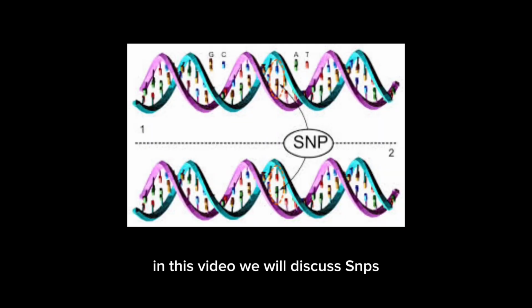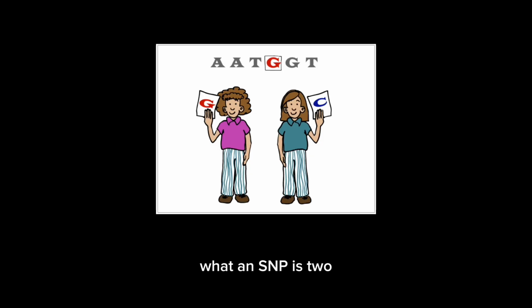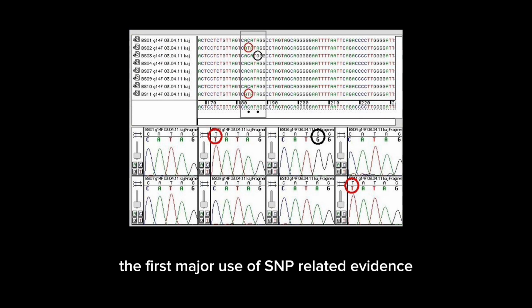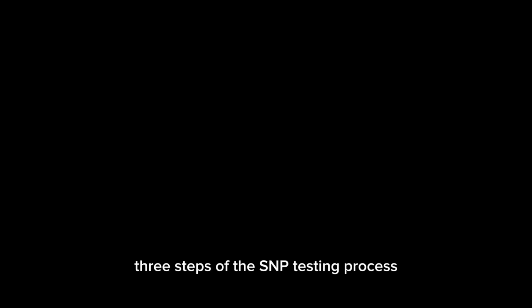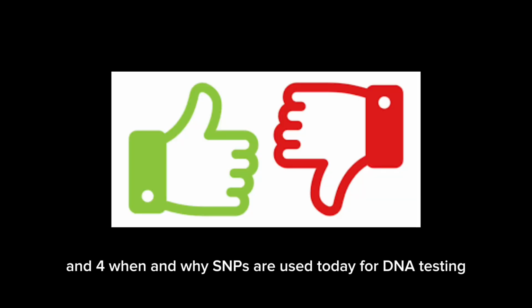In this video, we will discuss SNPs, which is short for single nucleotide polymorphism. By the end of this presentation, you will know: 1. What an SNP is, 2. The first major use of SNP-related evidence, 3. Steps of the SNP testing process and what makes an individual SNP match, and 4. When and why SNPs are used today for DNA testing.